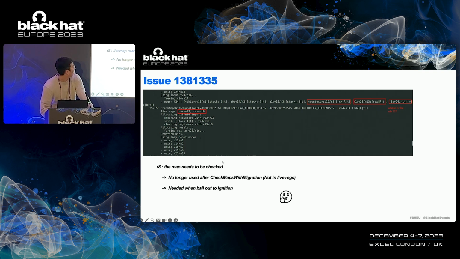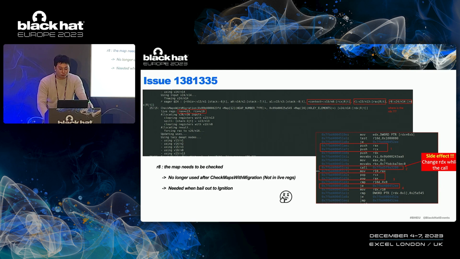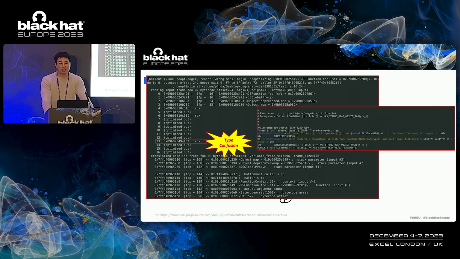For example, the R8 in this picture represents the map to be checked, as the parameter of the last IR. This node is no longer used after CheckMapsWithMigration but is needed when bailing out to Ignition. Therefore, the register is not saved at 1. Here, we can see the RDX is not saved. So after a side effect occurs when the builtin function is called at 2, the value of R8 is overwritten by 3, before 3. So during the optimization processing, the lifetimes analyzed by the two analyzers are different, resulting in a serious type confusion.